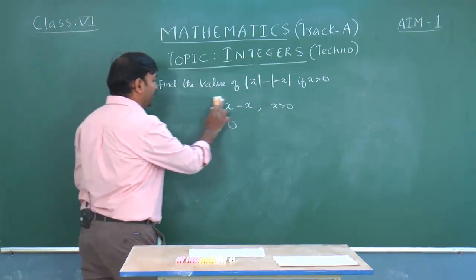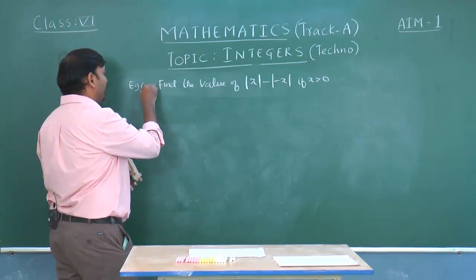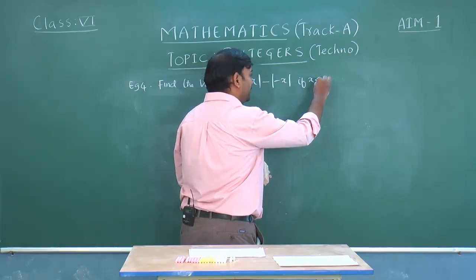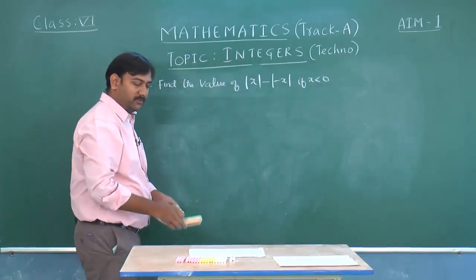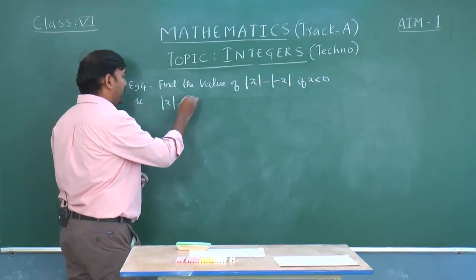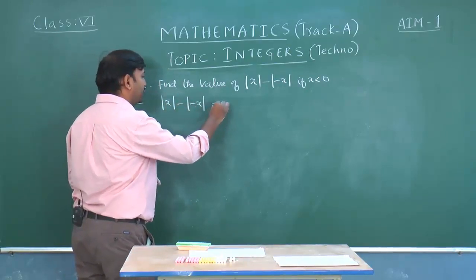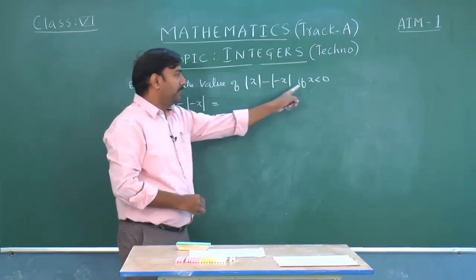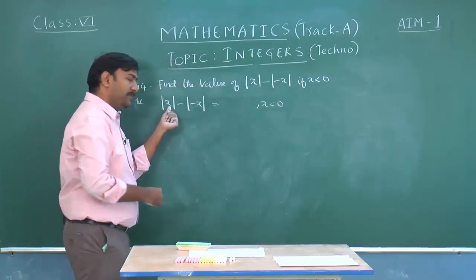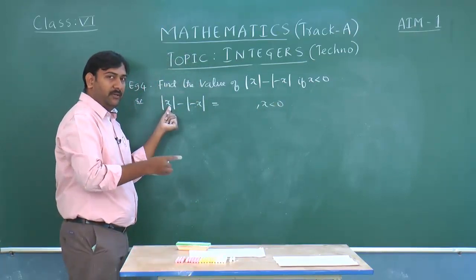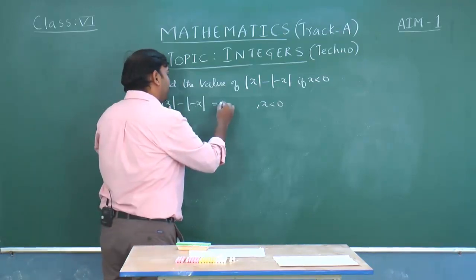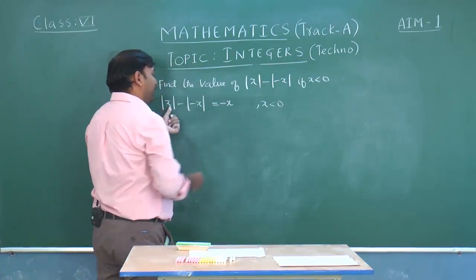So let me go with example number 4. The same question, if I take x as a negative number, that means x is less than 0, what happens to the expression? So the absolute value of x minus the absolute value of minus x is equal to, observe it carefully, x is a negative integer. Because x is a negative integer, the absolute value of a negative integer is obtained by multiplying that negative integer with one more minus sign. So I am going to multiply it with one more minus sign, so I get minus x.